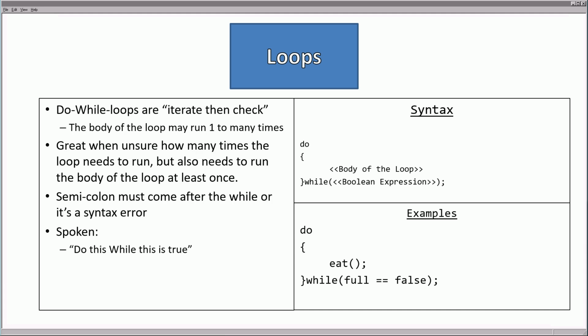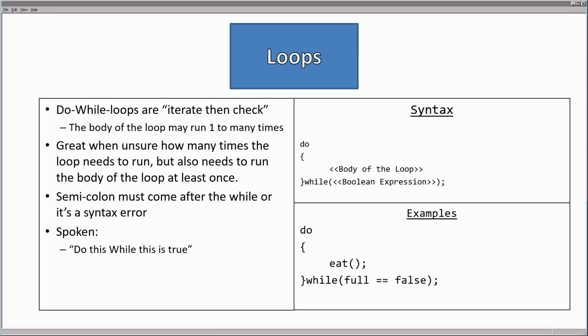Do-while loops are another version. Now, these are iterate then check because unlike a while loop, the body of the do-while loop runs at least once. These are also great when you're unsure of how many times the loop body has to run, but you know for sure that the body has to run at least once.